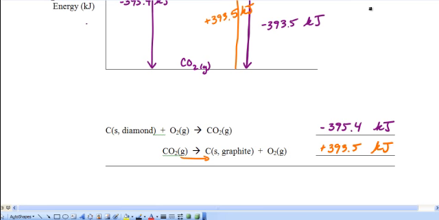And now notice what happens. The oxygens, if you add these up, divide out, one on the reactant side, one on the product side. The CO2 on the reactant side cancels out the CO2 on the product side, so all you're left with is the carbon in the diamond form turning into carbon in the graphite form.